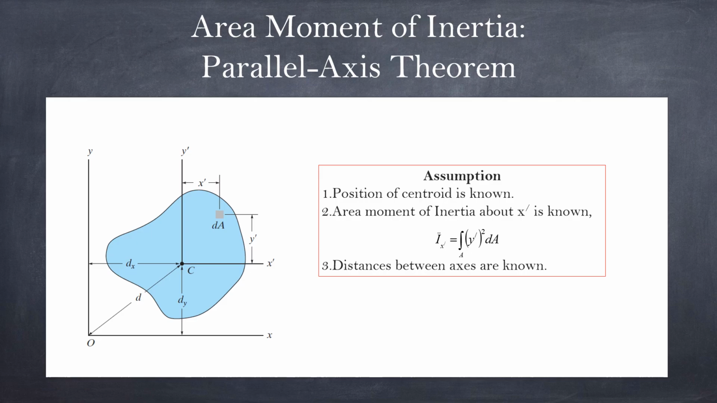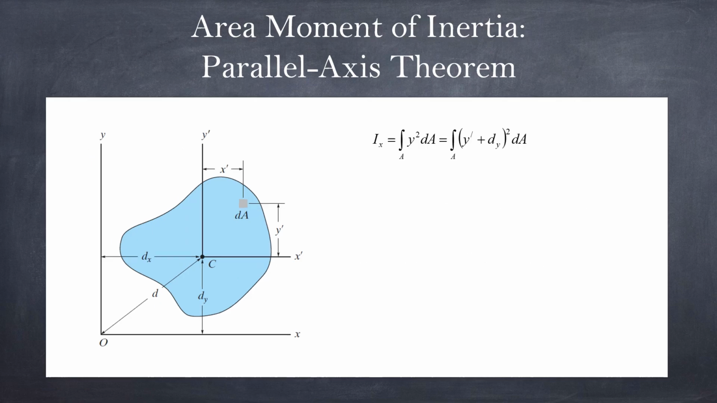So let's see how we do it, right? So here we are. We start from the expression. Again, Ix is, notice that the x-axis in this case is the one that is away from the centroid. X prime is the one that is at the centroid, right? So we start from the beginning equation, y squared dA, but look at how we measure, right?